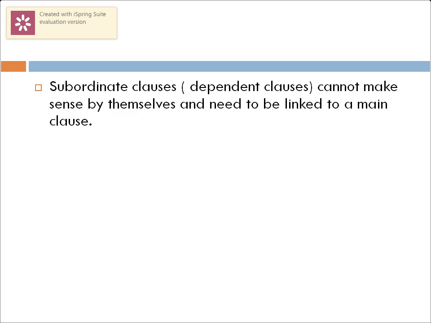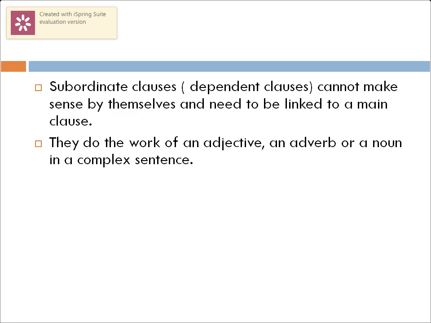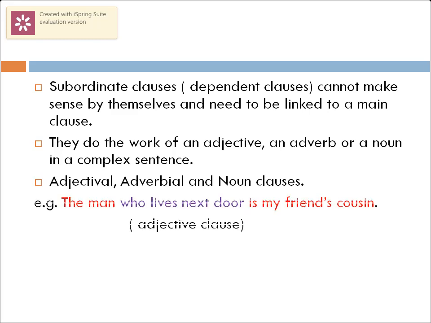So subordinate clauses, or dependent clauses, cannot make sense by themselves and they need to be linked to a main clause. They do the work of an adjective, an adverb, or a noun in a complex sentence but do not function like a finite verb. So, hence, as they do the job of an adjective, an adverb, or a noun in a complex sentence, they are also called adjectival, adverbial, or noun clauses.